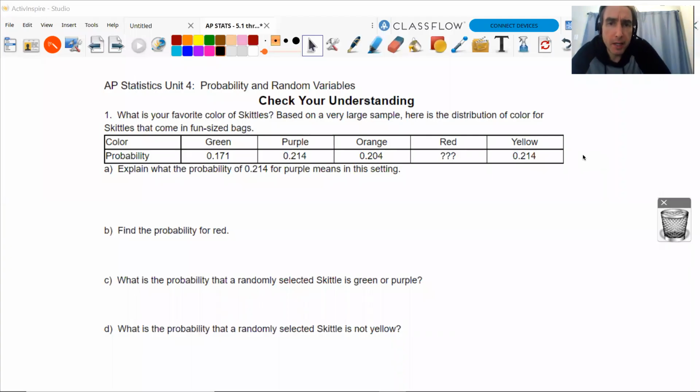This is some check your understanding questions. And the idea for these questions is you try them on your own first. So if you haven't done these yet, pause the video and see if you can answer these 4 questions. Then you can unpause it and you can see the explanation going through it. So take a minute to pause, and then you can go through these.